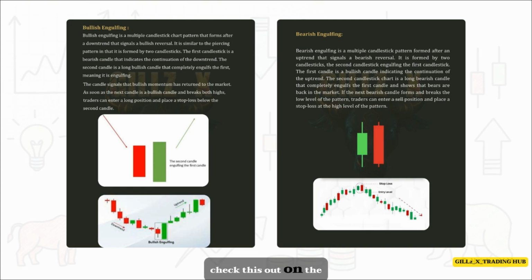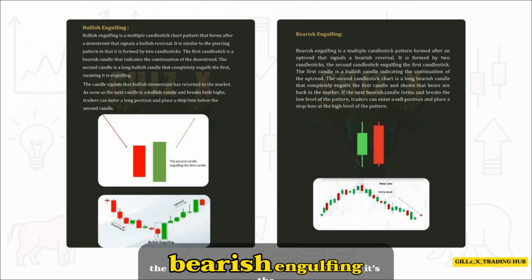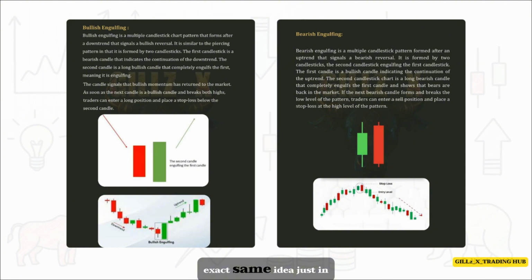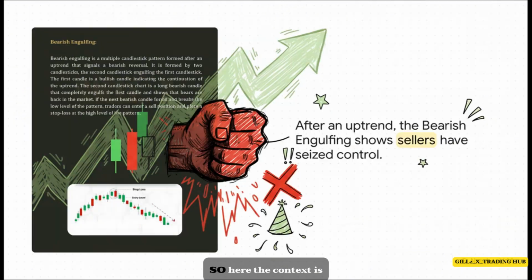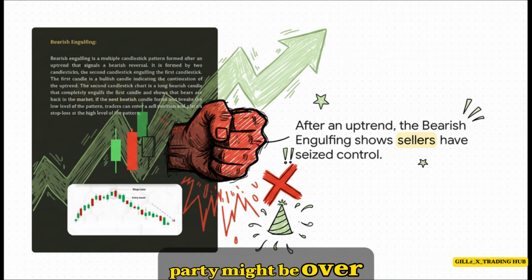Check this out. On the left, our bullish engulfing pattern. And on the right, its evil twin, the bearish engulfing. It's the exact same idea, just in reverse. So here, the context is key. This pattern shows up after prices have been rising. Buyers have a nice green day, but then the sellers show up and deliver a knockout punch, a massive red candle that completely swallows the previous green one. It's a sign that the party might be over.